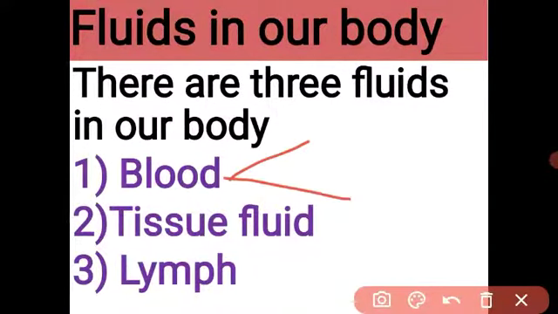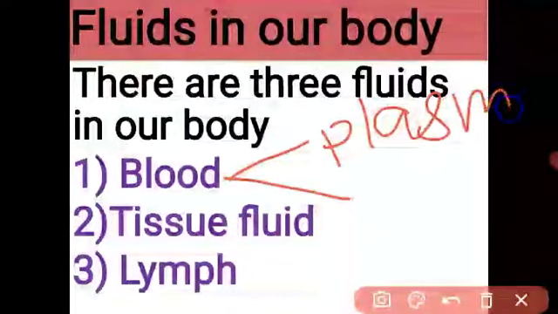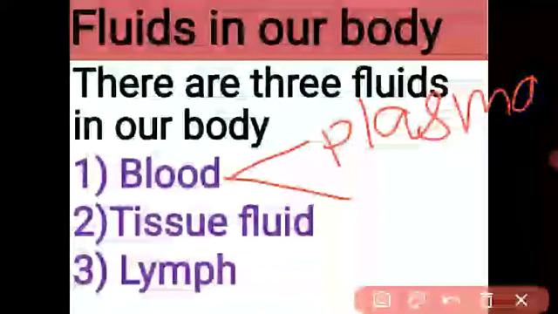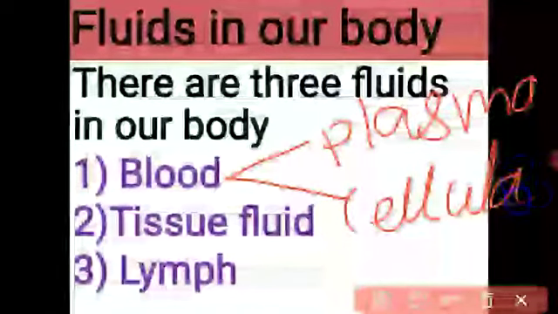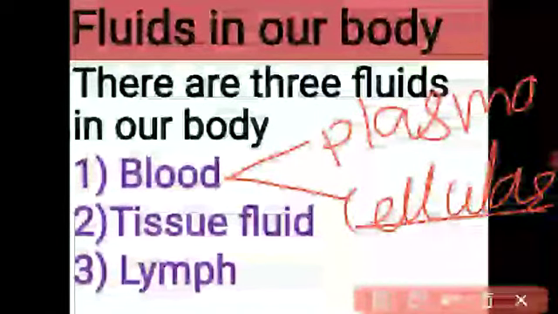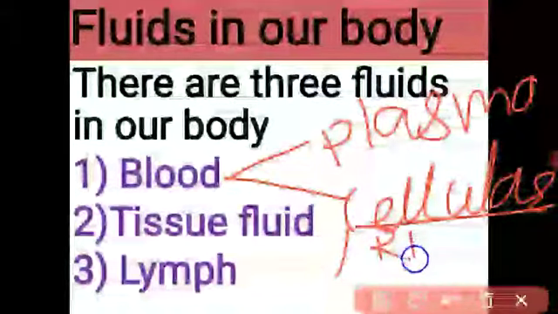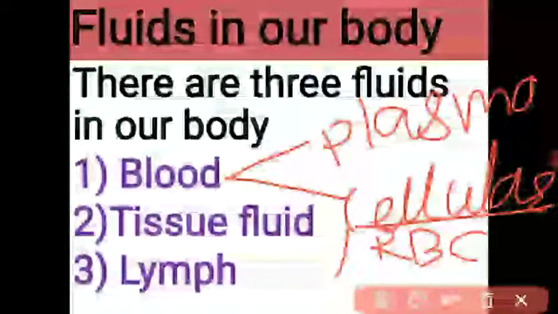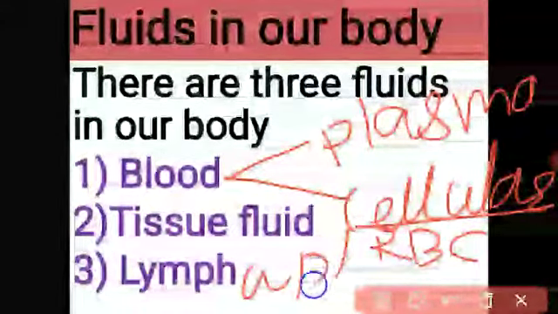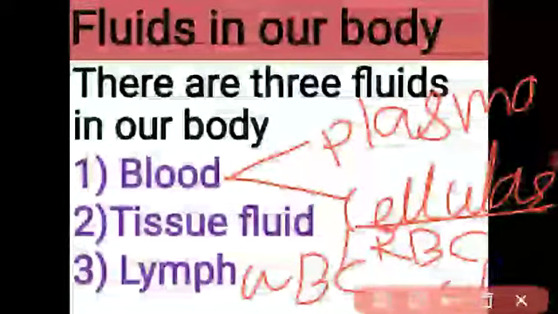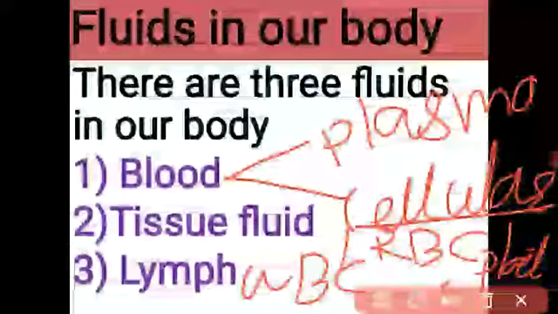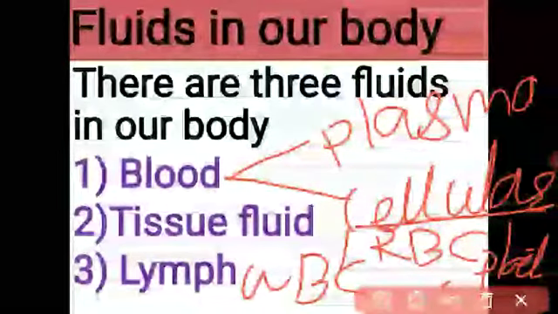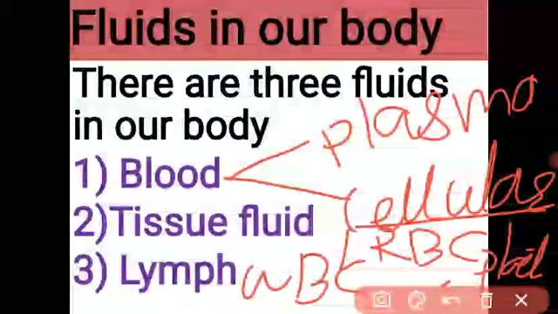Blood has two parts. One is the plasma, which is the liquid part, and the other is the cellular part. In the cellular part are present RBC, meaning red blood cells, WBC, meaning white blood cells, and platelets. In the next video we will see the details of what the plasma is and what the cellular part is, but keep it in your mind, student.